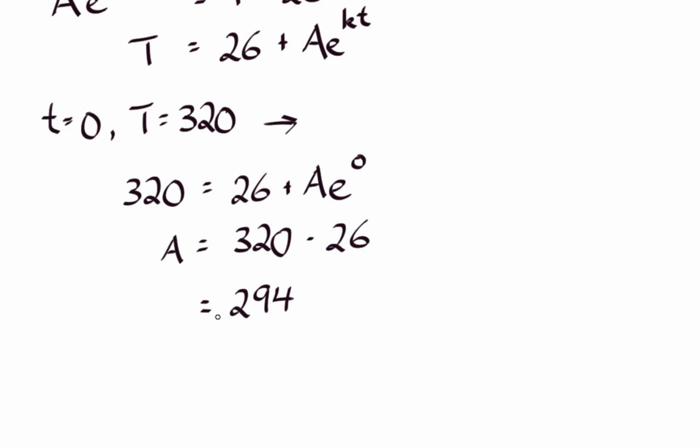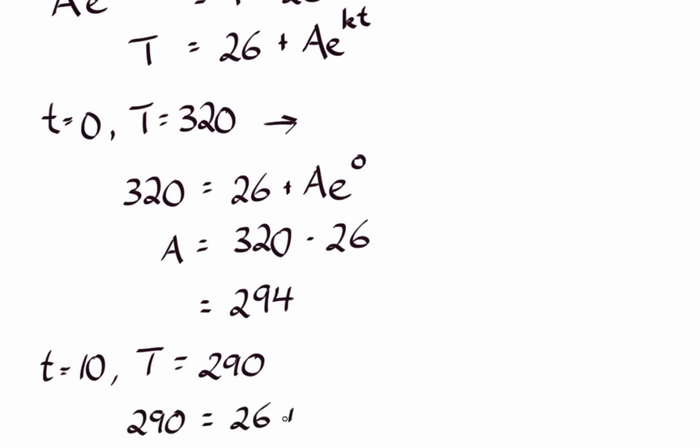But we were also given some other information. We were told that after 10 minutes, the temperature of the object had dropped to 290. So substituting this information in, we get 290 equal to 26. Now instead of a, we can actually put in 294 this time, and that's times e to the power of kt. Now t is time, and so we can put 10 in there. So now we have everything we need to solve for k.